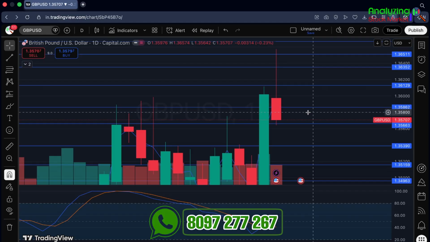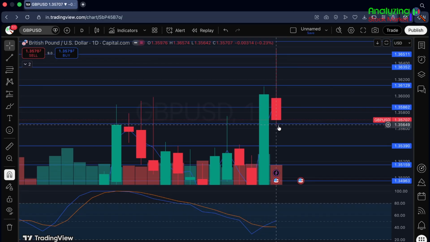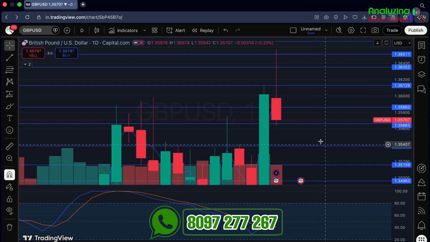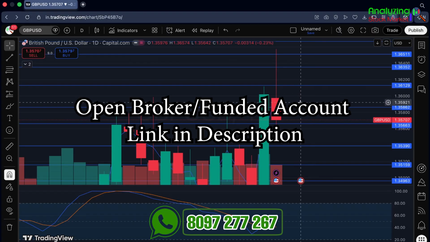But if you are going for any short trade, then only go for a short trade once this level, which is 1.35663, or this level, which is Friday's low, gets breached. Friday's low was 1.35642. If this gets breached with a 4-hour or one-day candle closing, then you can go for a short till this level. You can even wait for this level as well. Overall, my expectation is a bit positive in this range for this week.